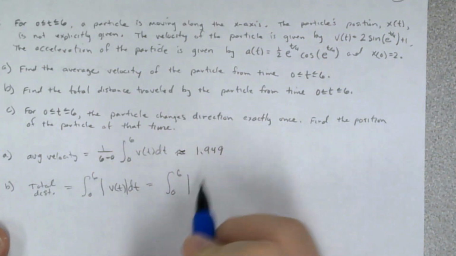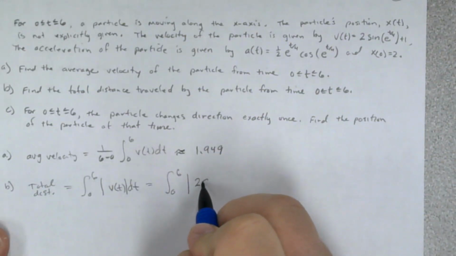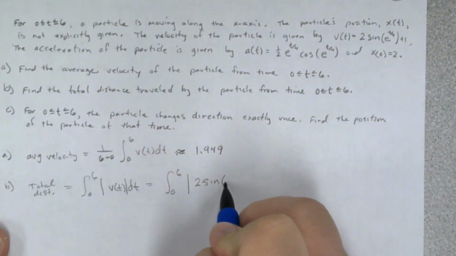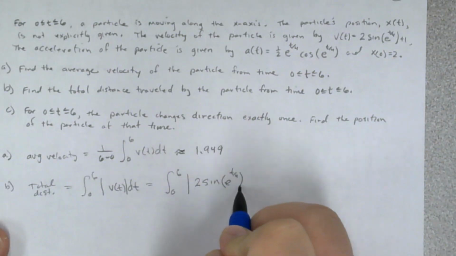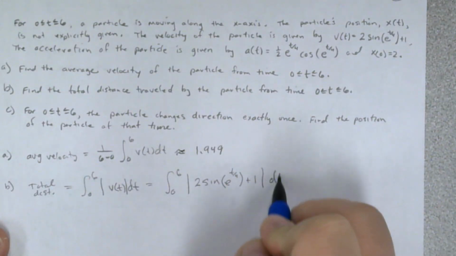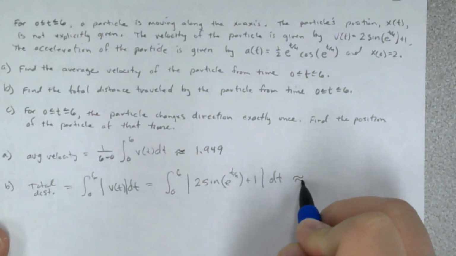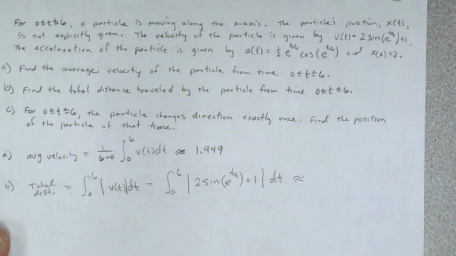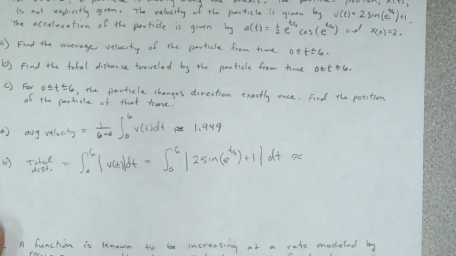Just be extra careful that you do not have a transcription error. This will be e to the t over 4 plus 1 dt, and then use your calculator here. Again, take a moment, pause, and type this in and make sure you know how to do it.